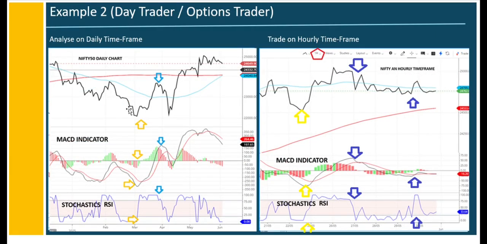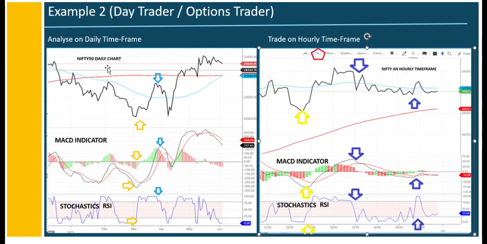In this deck, we're gonna learn how to use stochastic RSI if you are a day trader or using options. So we always analyze on the higher time frame, that's the daily time frame, and then we'll try to trade on hourly or minutes time frame. For demonstration, I've added Nifty 50 daily chart at the left side. I've also added MACD and stochastic RSI at the bottom. On the right side is the same strategy at hourly, MACD, and stochastic at the bottom.